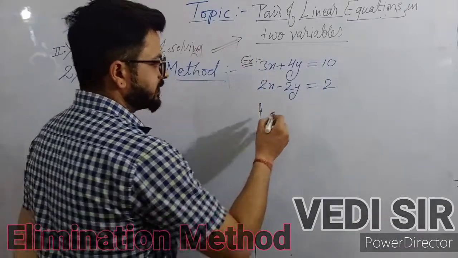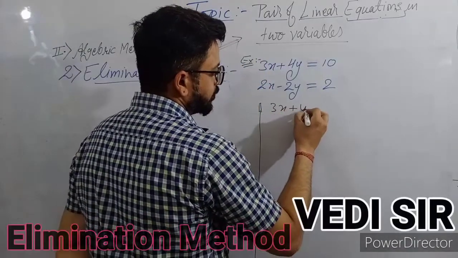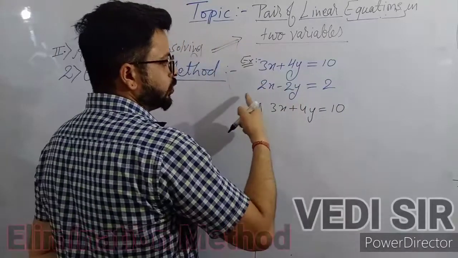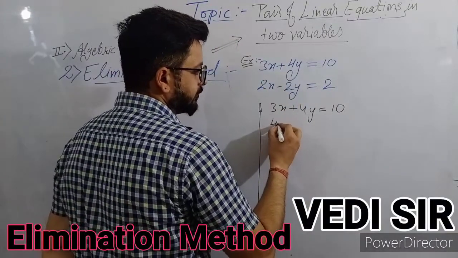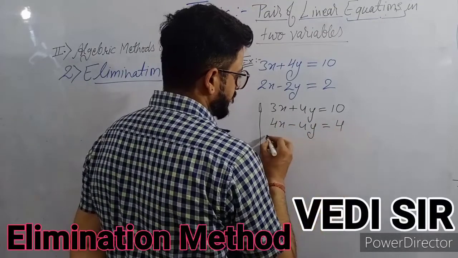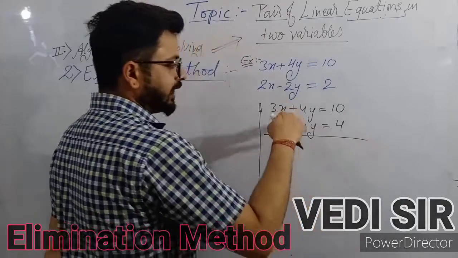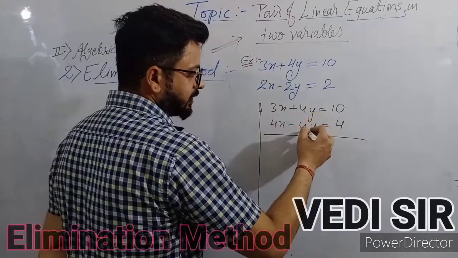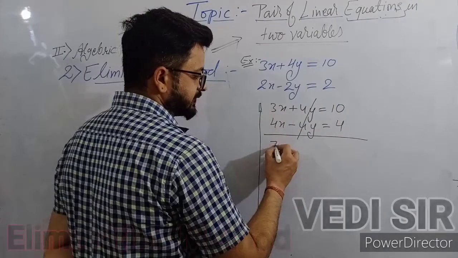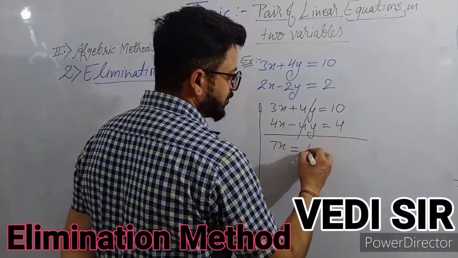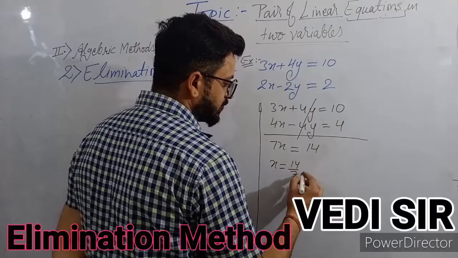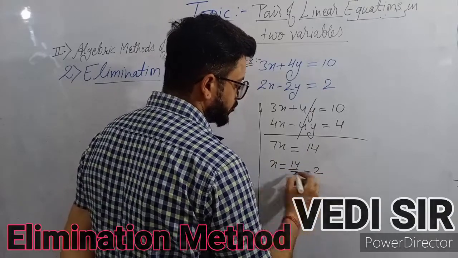In this, easily, 3x plus 4y is equal to 10, and this I am multiplying by two, the complete equation, then it will be 4x minus 4y is equal to 4. Now the situation is coming: if we add both the equations, minus 4y and plus 4y will be cancelled, then 4x plus 3x, 7x, we will get 14. Now x is equal to 14 divided by 7. Now x is coming 2.